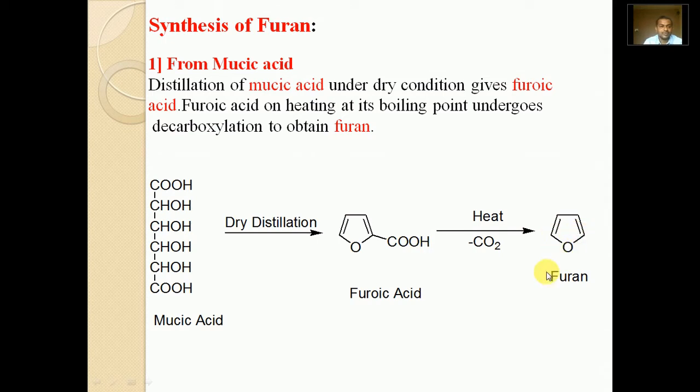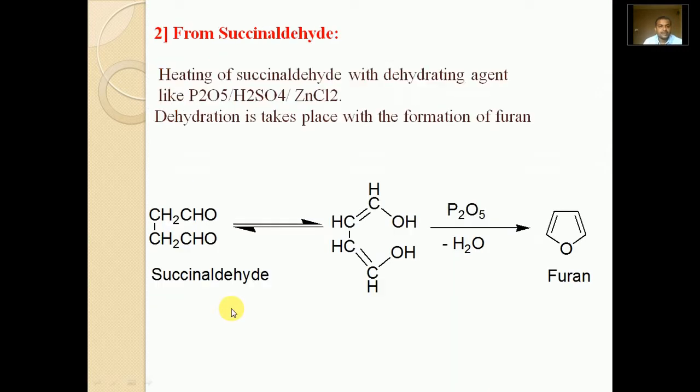This is a simple synthesis from mucic acid. Mucic acid on dry distillation first gives rise to furoic acid, which on heating undergoes decarboxylation to form furan. This is the first method of synthesis of furan from mucic acid. Now the second method, from succinaldehyde.